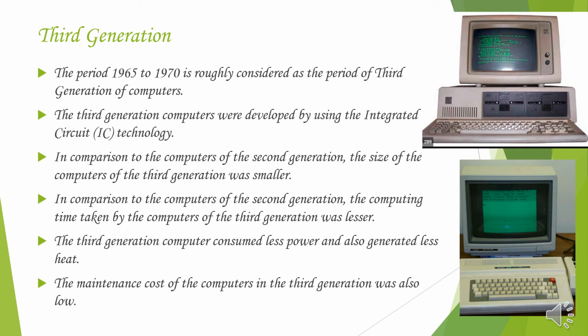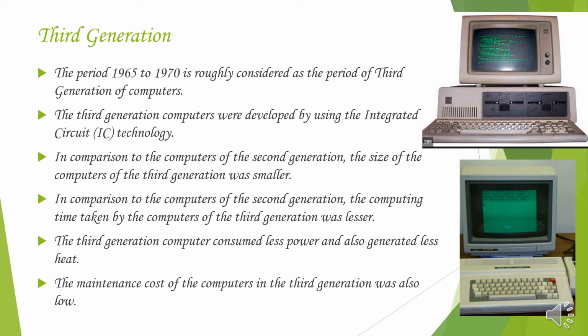Third generation, which followed the second generation. Roughly it is between the period of 1965 to 1970. Third generation computers were developed using a technology called the integrated circuit, or IC. It is a very small chip. It looked like a memory card, and it was the technology used to develop the third generation of computers.